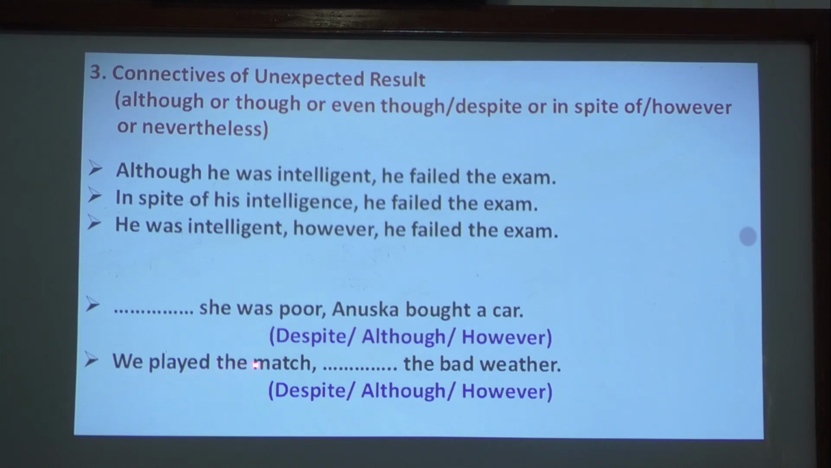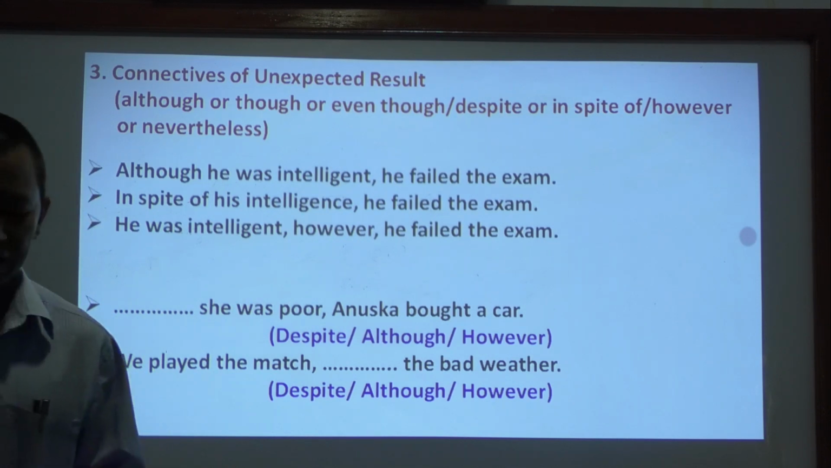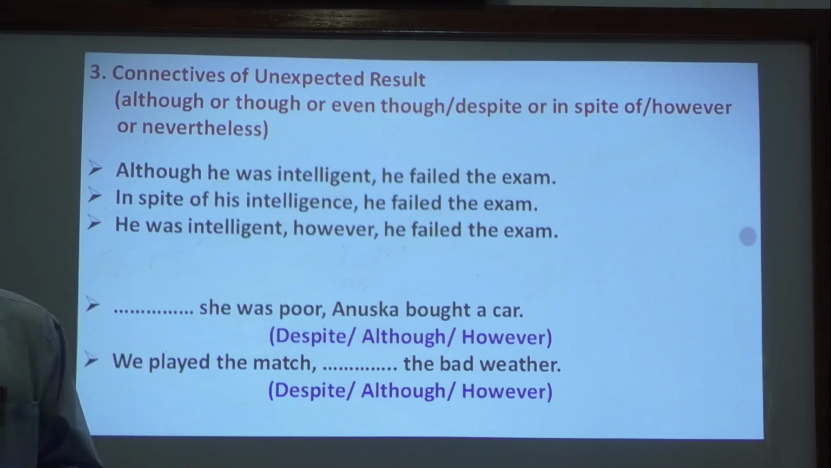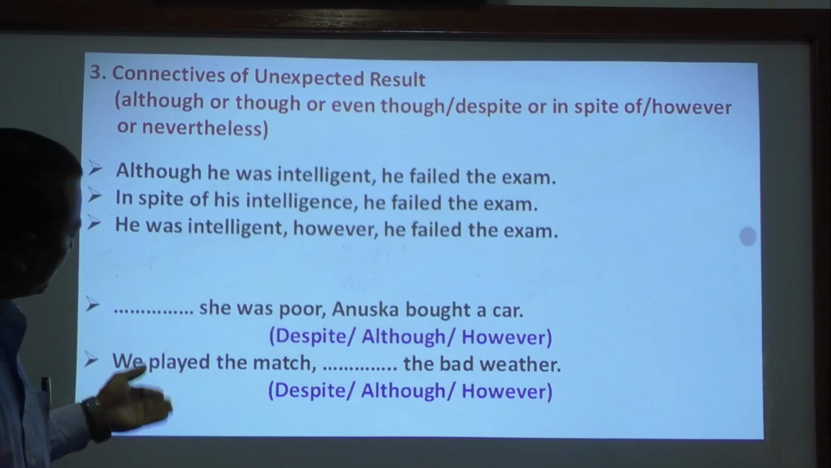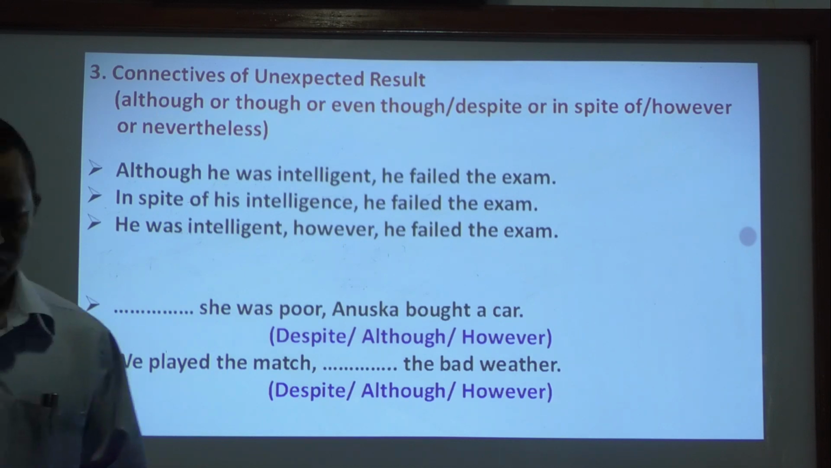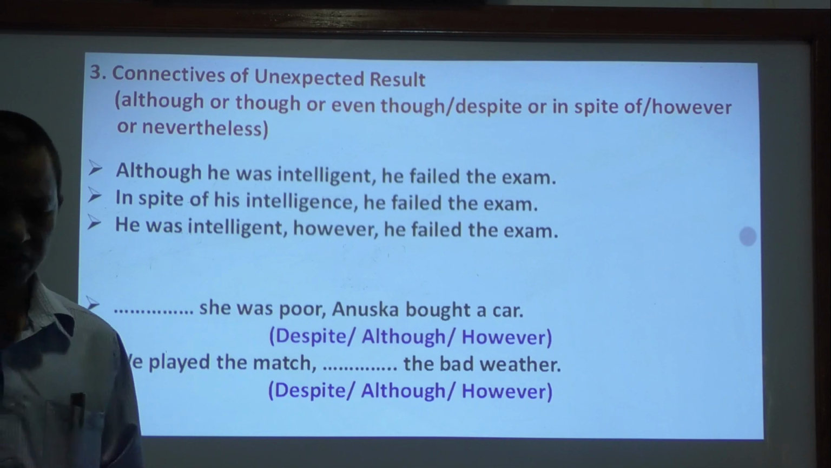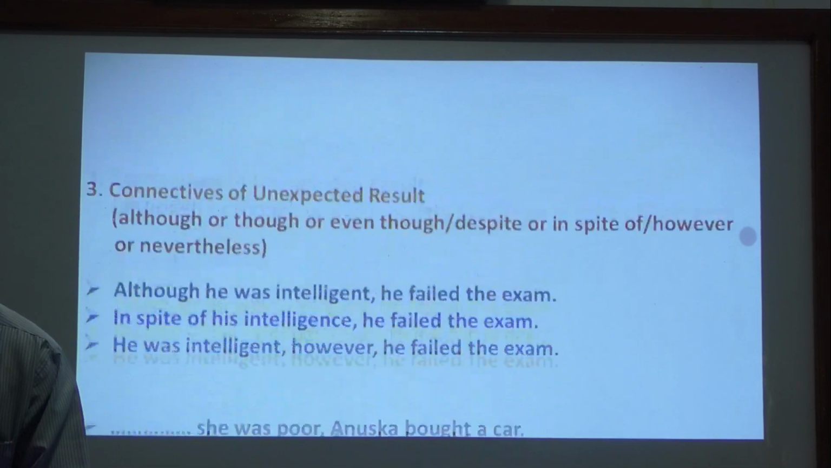In the same way, we played the match. Despite, although, or however, what is it? We played the match despite the bad weather. Okay, how to relate it to the Nepali meaning? Yes, despite the bad weather, we played the match. If there is bad weather, it's not good to play, it's not easy to play. That's why here, despite the bad weather, we played the match. So this is what an unexpected result, or unexpected consequence, is, presented through these examples.